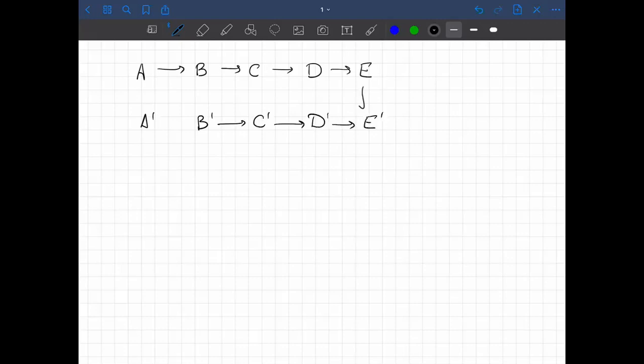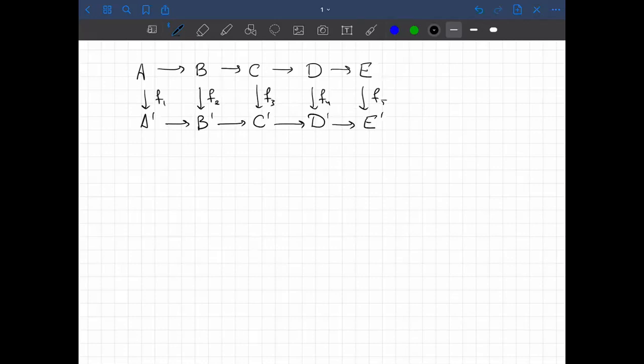So, okay, we want to try to solve problem 1A. So we have two exact rows, A, B, C, D, E, with some maps, A prime, B prime, C prime, D prime, E prime, and 5 vertical maps, 2, 3, 4, 5.